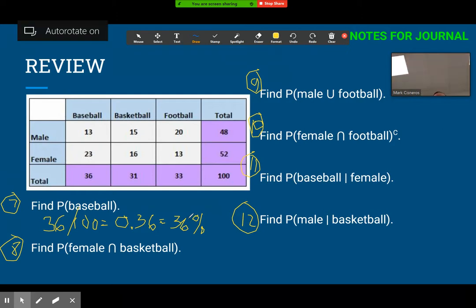Alyssa, tell me what number 8's asking. Probability of being a female and playing basketball. Okay, so how many females play or like basketball? 16. Okay, 16 females play basketball, and this stands for and, so it's got to be just those 16 right there. So what's my fraction going to be? 16 divided by 100. Good. Do you need a calculator for that? I made this one easy. 0.16, which is 16%.